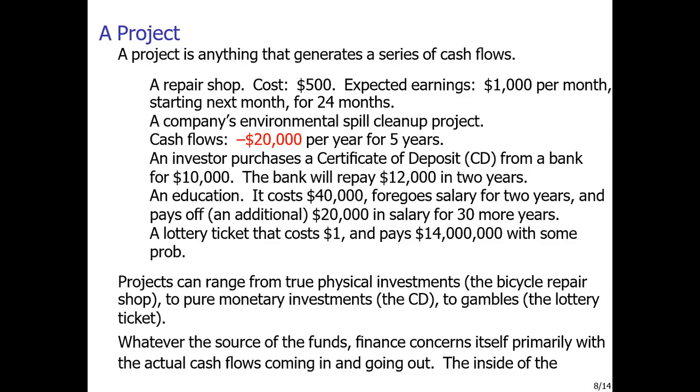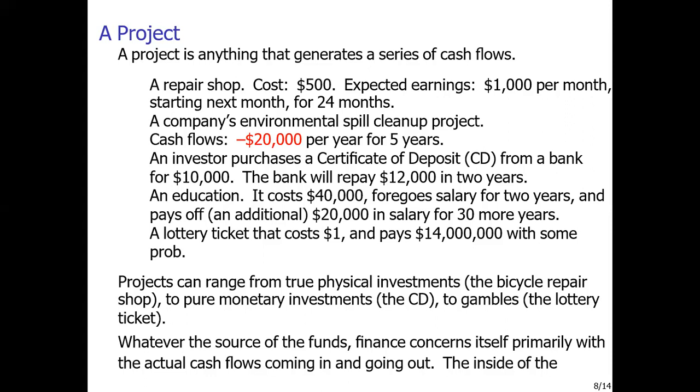Or an investor purchases a certificate of deposit. That's common. It's available here in Land Bank. You can buy that from a bank for 10,000, and the bank will repay 12,000 in 2 years. Or the project can be an education. It costs 40,000 in foregone salary for 2 years and pays off an additional 20,000 in salary for 30 more years. Or buying a lotto. That's considered one project that costs only 20 pesos and pays 14 million with some probabilities, of course.